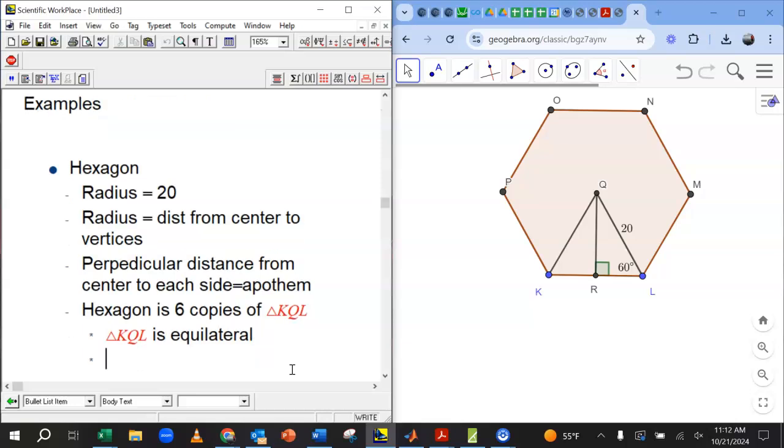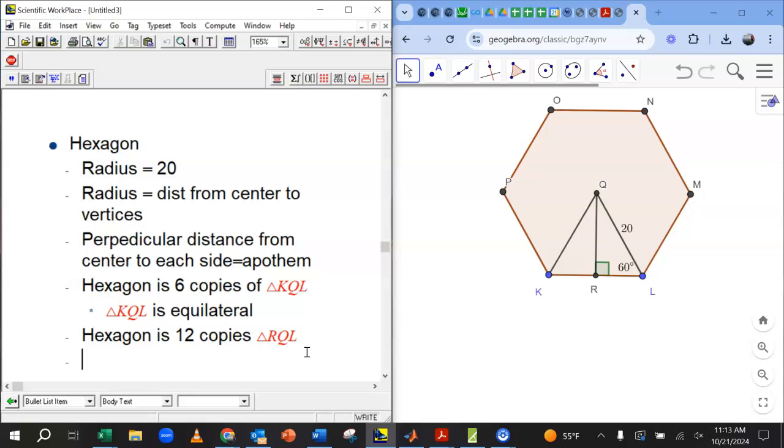But we actually turn out to more often say, actually, I really like right triangles a bit better because that's where trig applies. And so I actually don't want to say KQL. I want to say RQL. And then it is 12 copies of RQL. So that's actually how we're going to think about it more often. So if I can just get the area of RQL, I'm going to multiply by 12 and I'll be done.